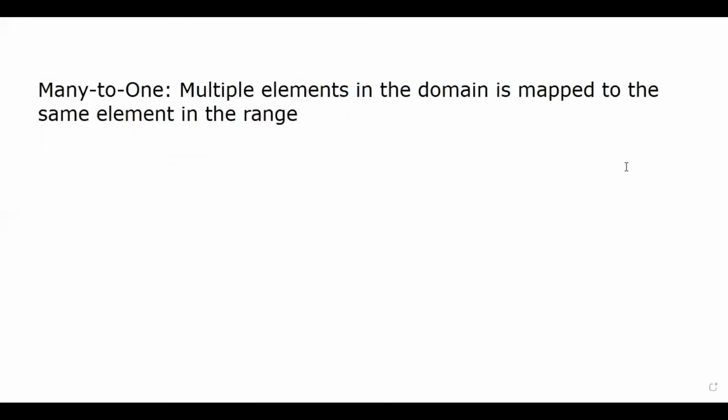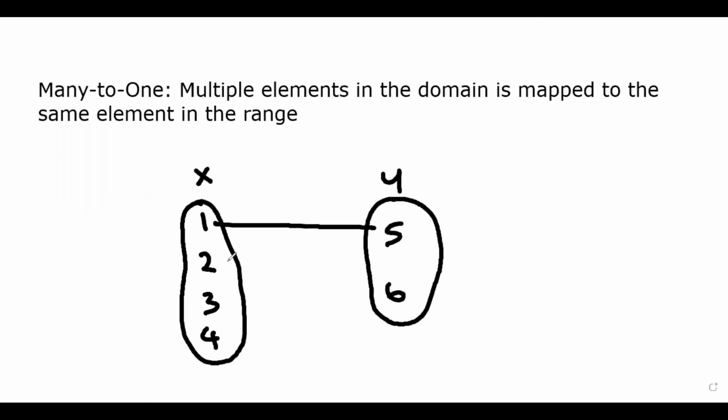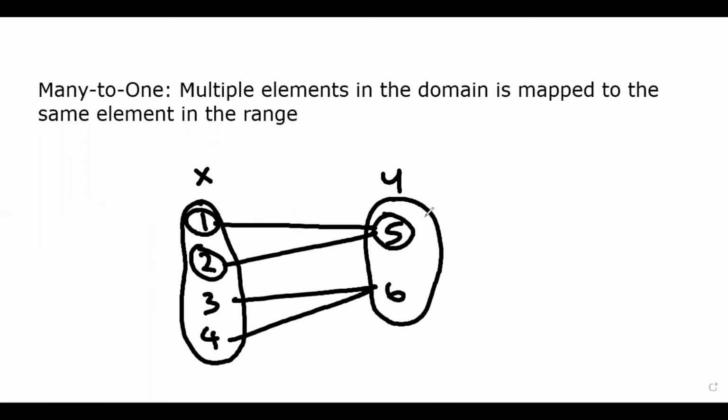The third one we have is many-to-one. So multiple elements in the domain are mapped to the same element in the range. For example, let's say we have x, and let's say we have 1, 2, 3, and 4. Let's say we have y, which is 5 and 6. So 1 and 2 go to 5, and 3 and 4 go to 6. So multiple elements in the domain are mapped to the same element in the range. So it's many things going to one.